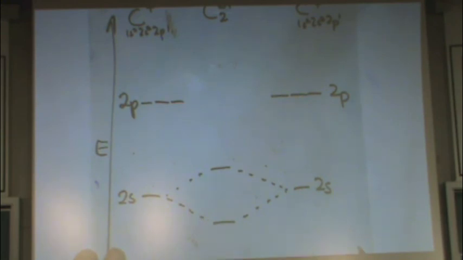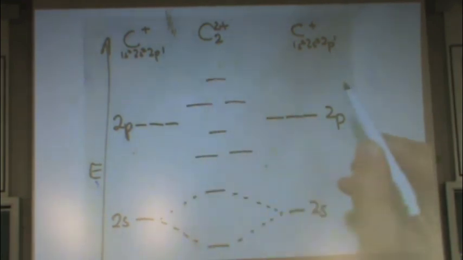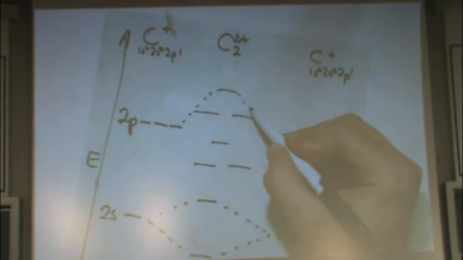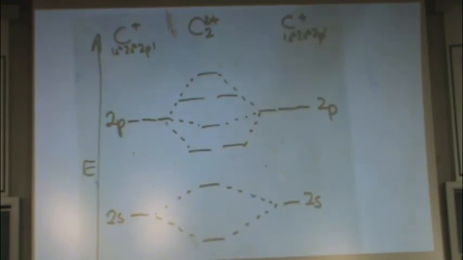Okay, there's that part. And then you go up to the 2p, you have to remember, in this example, because it's carbon, anything from nitrogen or to the left will follow the pattern 2, 1, 2, 1. So let me draw that. 2, 1, 2, 1. Okay. So this is the pattern for nitrogen or to the left on the periodic table of 2, 1, 2, 1.